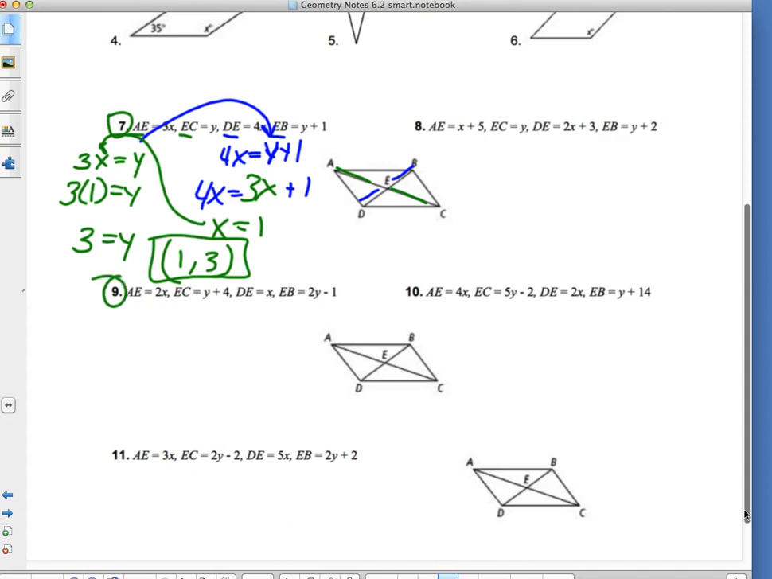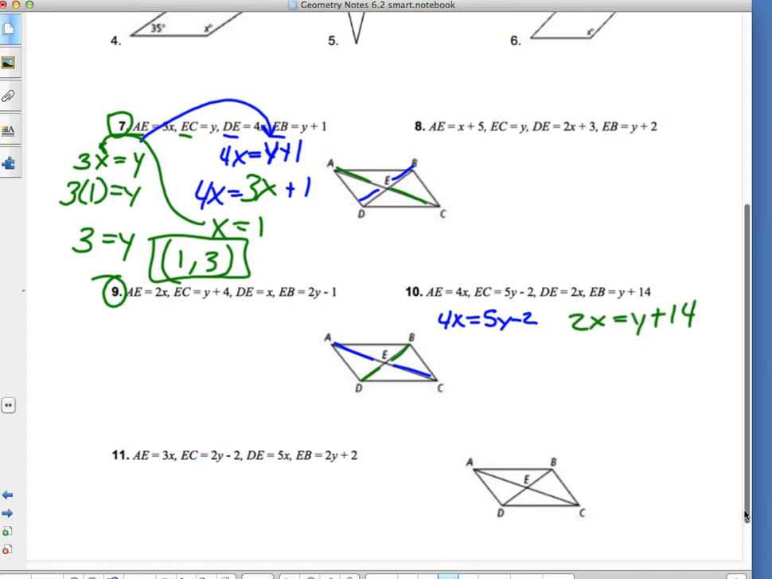All right, so here's the deal. 9 is done in a similar fashion. It looks a little harder at the beginning, okay? So when we're doing these, again, I've got AE and EC. Well, I've got 2x equal y. Oh, that ain't so bad. I thought that was the bad one. Oh, it's 10. Okay, let's not do 9. 9 will be just like we did in 7. Let's do 10. I've got 4x equal 5y minus 2. And then I've got 2x equal y plus 14.